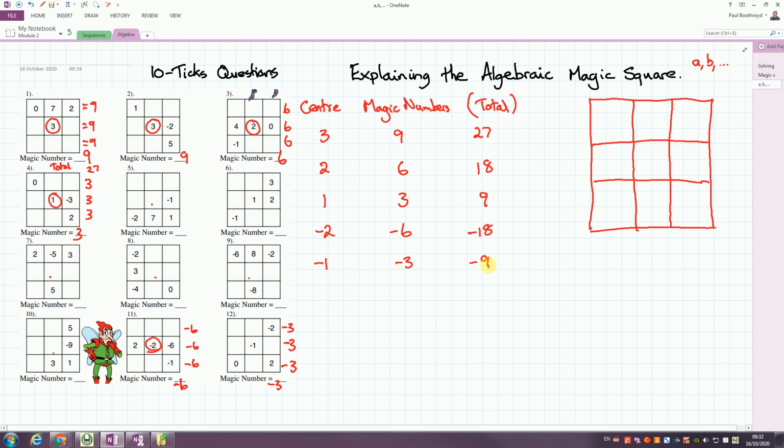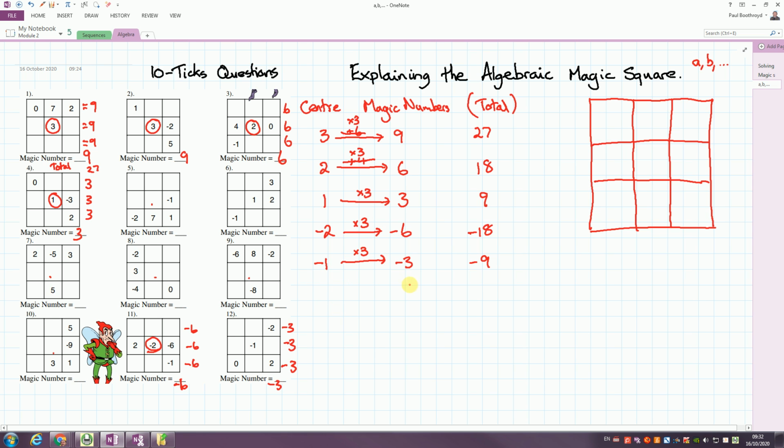So is there a link? Well, yeah. 3 goes to 9 by either multiplying by 3 or adding 6. 2 goes to 6 by multiplying by 3 or adding 4. Well, the times 3 seems to be continuing constantly, so it may not be an add-a-number pattern. 1 to 3 is a times 3 pattern. Minus 2 to minus 6 is a times 3 pattern. And minus 1 to minus 3 is a times 3 pattern.